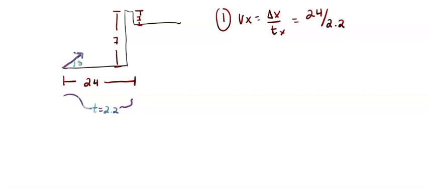So step 1, we're given the distance horizontally as well as the time horizontally, so we should immediately just find the horizontal velocity. It makes the most sense. So taking 24 and dividing it by 2.2 is going to give us an initial x velocity of 10.91 meters per second.